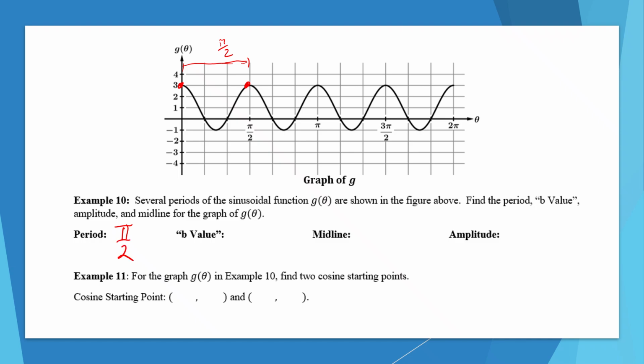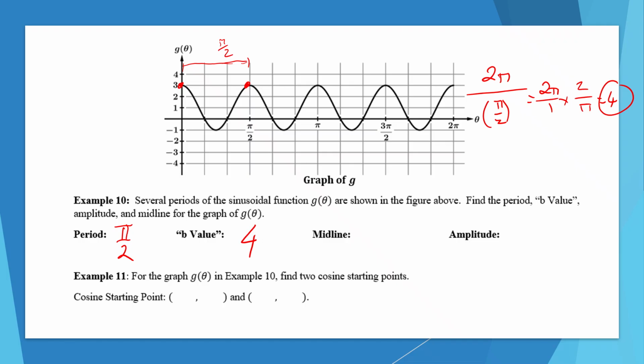Our b value is going to be 2 pi over pi over 2. So just be really cautious with your fractions. This is 2 pi over 1 times the reciprocal, so 2 over pi, which means our b value here should be 4. All right?